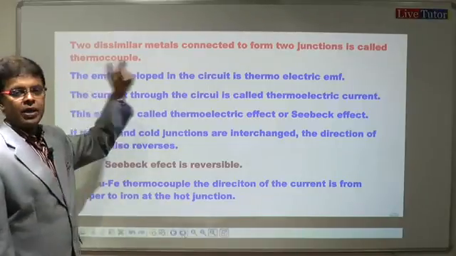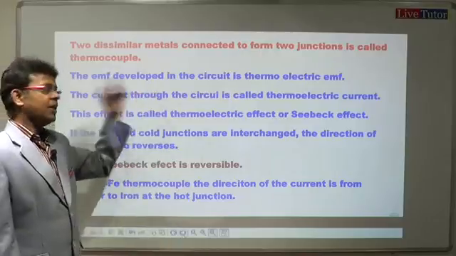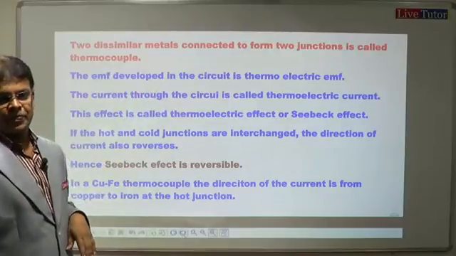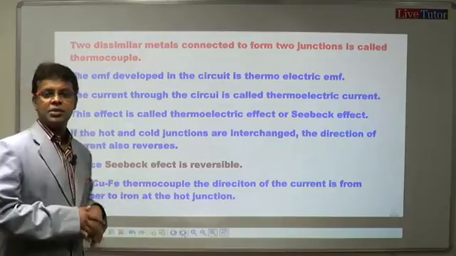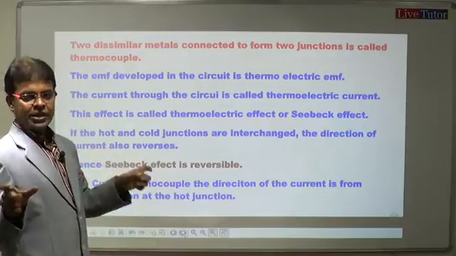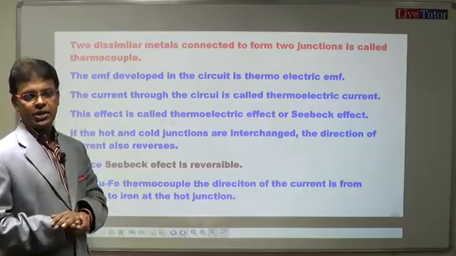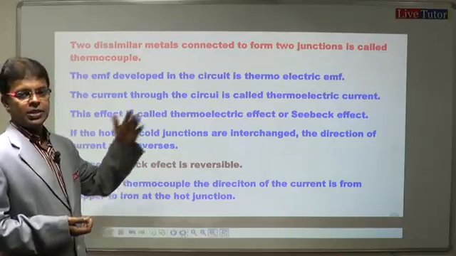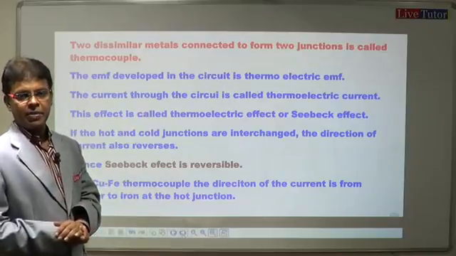இதுல வர EMF க்கு பேர் என்ன, thermo EMF. இதுல வர current க்கு பேர் என்ன, thermoelectric current. Because of heat only the current is produced, because of difference in temperature only the EMF is produced. அதனால thermo யூஸ் பண்றோம், thermoelectric current and thermoelectric EMF, right?